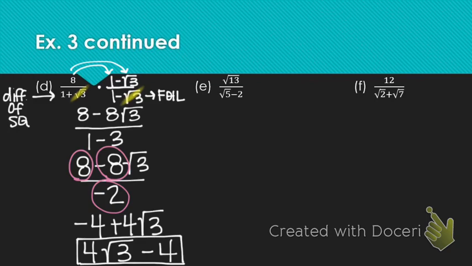Now, look at letter E. Again, we check the radicals first. Can we simplify them?